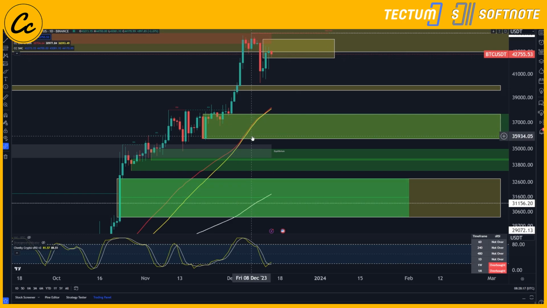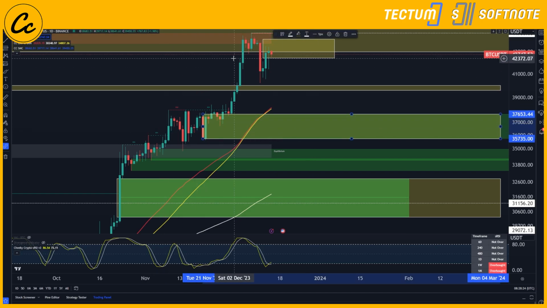And so what we've got to be really mindful of here is there's a lot of fair value gaps on the price chart. This is just the very first one that's being signaled to us that we're likely to move on down. So I do at some point expect Bitcoin's price to be moving down to 35,735 to 37,650.